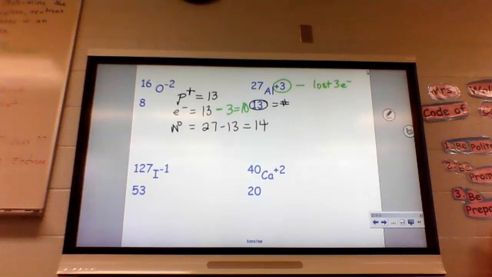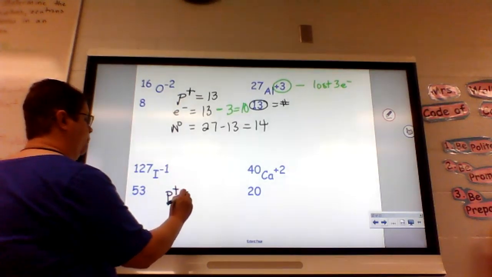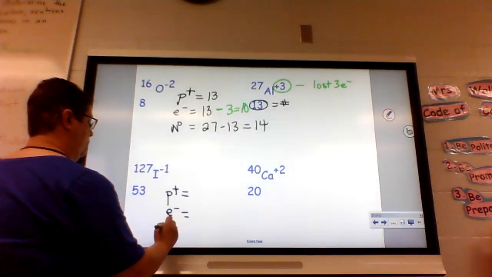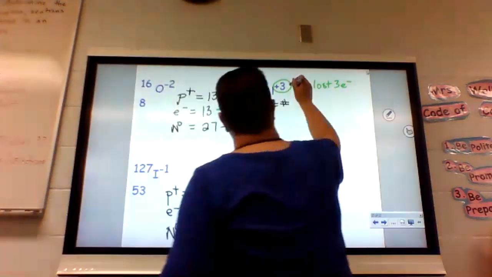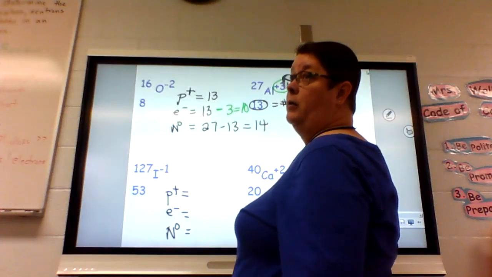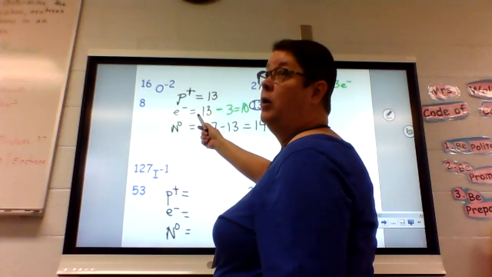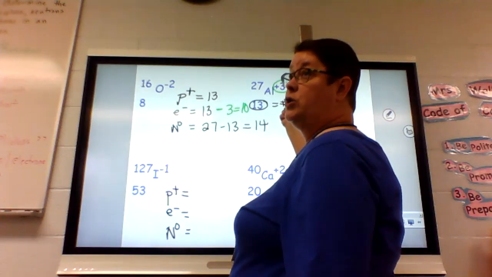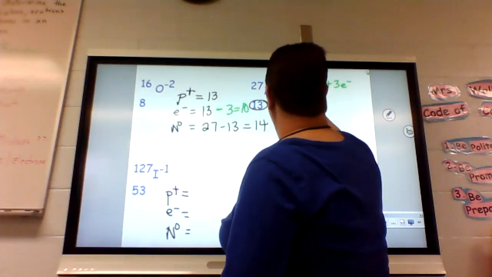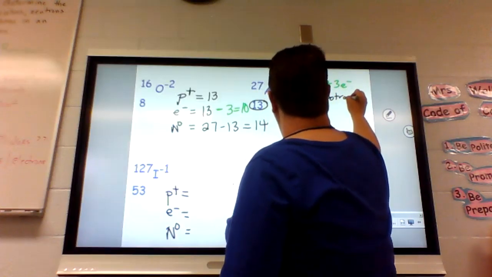I want you to do the 2 at the bottom. When it says the electron up there, why put 13 minus 3 equals 10? Because this right here means you lost 3. The protons and electrons have to be equal, so we had 13, and that means I lost 3. Anytime I lost 3, I'm going to subtract. So a positive means subtract.